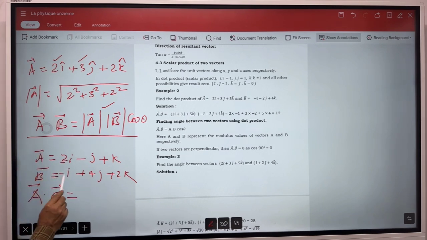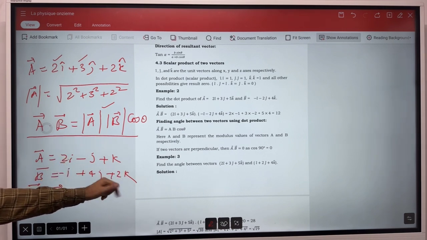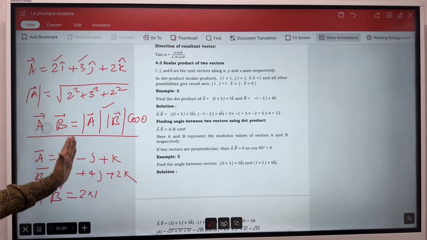Since i dot i will become 1, only 2 into 1 will be left. When this i gets multiplied with j, it will give 0. And when i is multiplied with k, this will also give 0. So it is unnecessary to multiply. We can directly multiply the coefficients of i, j and k to get the answer.